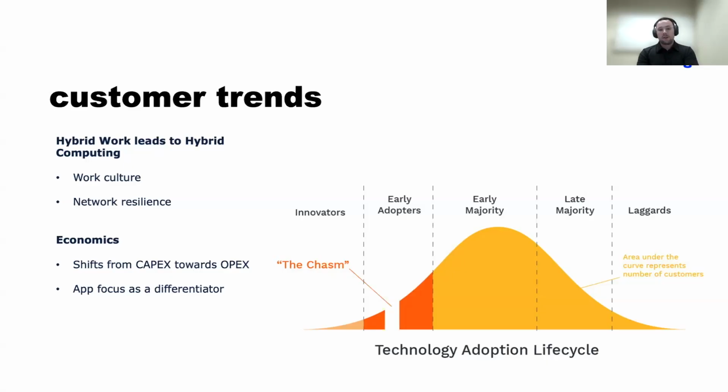And that's really as a result of changes in work culture, which is heavily work from home and hybrid. It's the need for high network resiliency. And then on the economic side, it's really this shift that's been happening for 10 or 15 years from heavy CapEx to heavy OpEx. But a lot of our customers are really spending their time focusing at the application layer and less on the infrastructure side. And so that's really why they turn to US Signal.